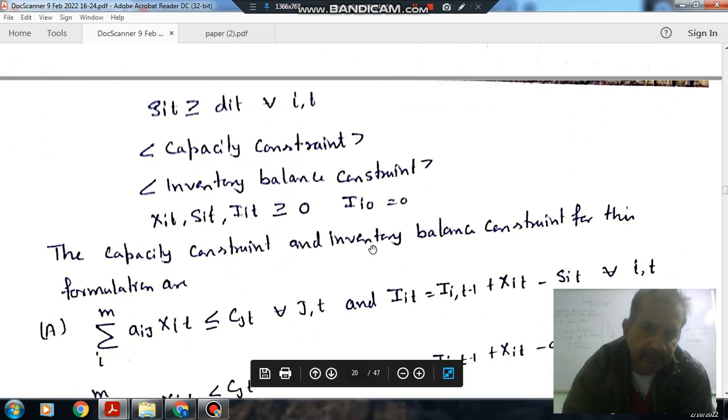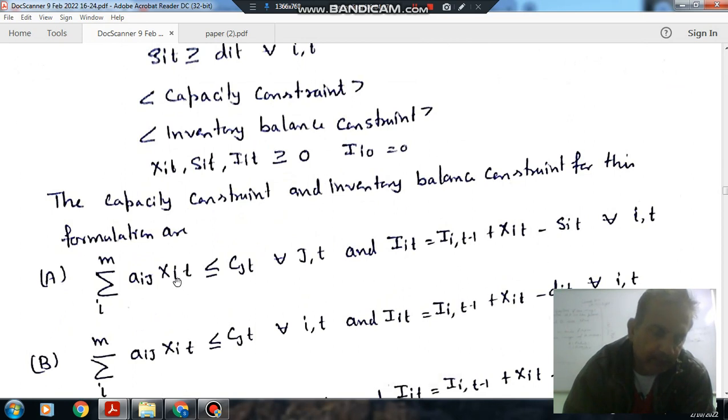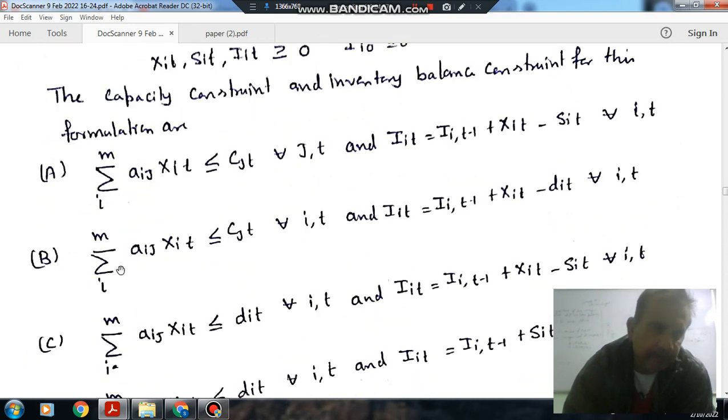The capacity constraint and inventory balance constraint for this formulation are: summation i equal to 1 to M of Aij multiplied by Xit less than or equal to Cjt, this is your capacity constraint; and Iit is equal to Ii(t-1) plus Xit minus Sit.